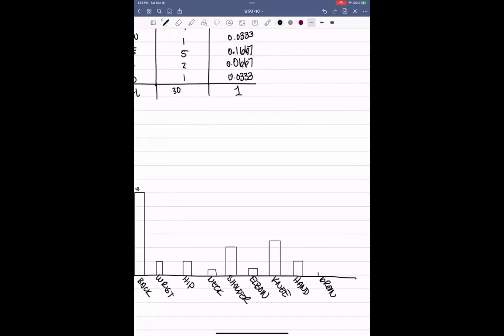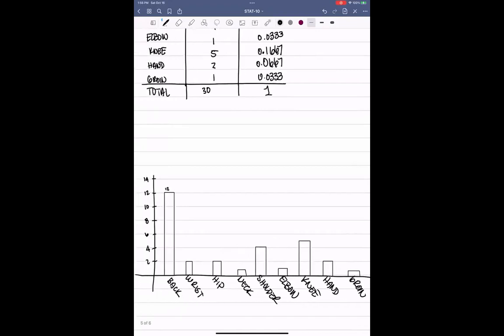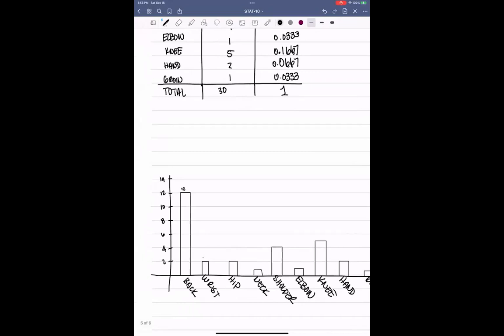And groin was 1. The reason why you sometimes want to write the numbers right above them is because at times you might not see exactly where these numbers fall.